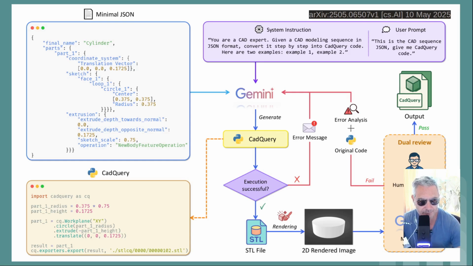So top left, we've got example CAD query. We've got minimal JSON. Then below we've got the actual CAD query code. And you can see the system instruction: You are a CAD expert. Given CAD modeling sequence in JSON format, convert it. So you might not even want to pass in minimal JSON.